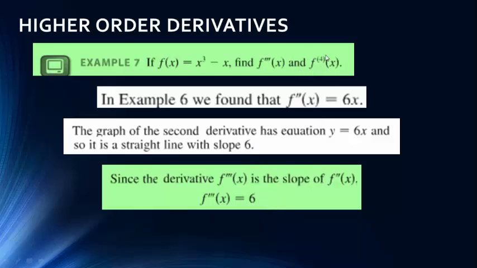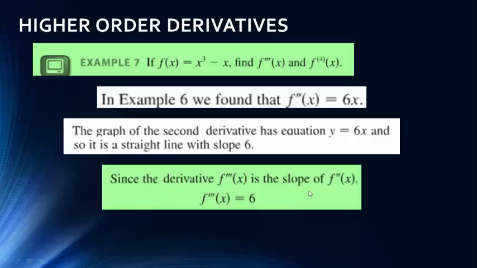Now the fourth derivative is the slope of the third derivative. Now think about this. What does this graph look like if the third derivative equals 6? Well, remember, this is saying y equals 6, right? If we think of the third derivative as a function, which it is, it's a horizontal line, a straight across line at y equals 6.